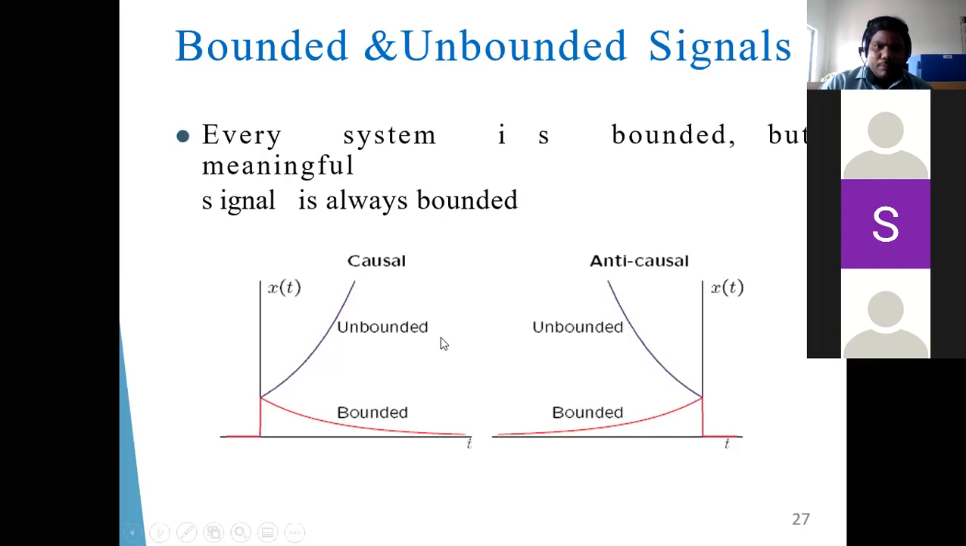So coming to the causal condition, if the two signals appear on the positive side, those signals are also called a bounded condition is satisfied. Whereas in an anti-causal or non-causal system, both the signals appear on the negative side. So in this case, the graphical representation of causal and anti-causal signals will satisfy the two conditions, that is, bounded and unbounded signals.